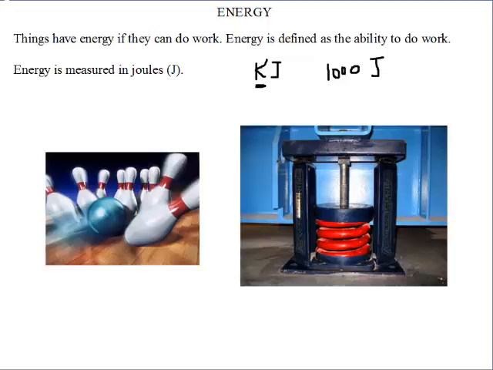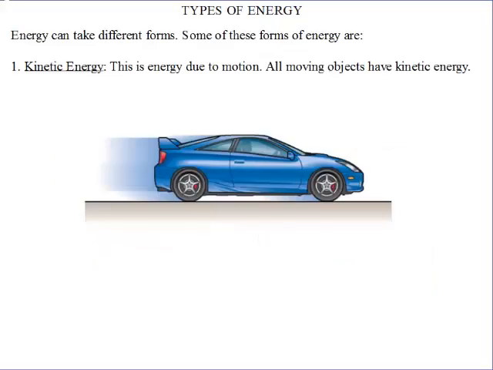Energy can exist in several forms. So let's move on and talk about the types or forms of energy. Energy can take different forms, as I stated. The first example we're going to talk about is kinetic energy. This is energy due to motion. All moving objects have kinetic energy.